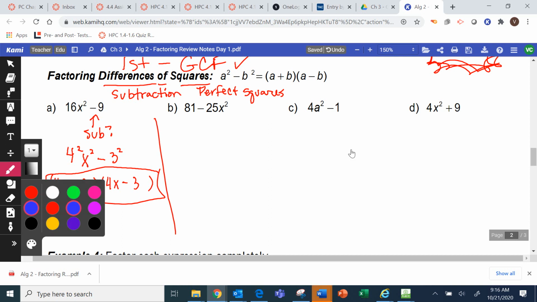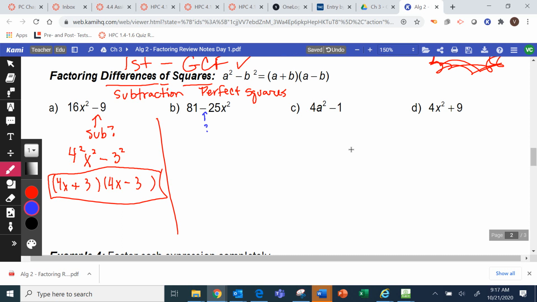Okay, let's look at the next one. First question, is it subtraction? Yes, so we can proceed. 81 is what squared? 9 squared. Minus 25 is what squared? 5 squared, x squared. So we have difference of squares. I'm going to make one of them plus, one of them minus, and I'm going to write the 9 in both fronts, and I'm going to write 5x as the second term in both of them, and I'm done. And I have factored this one.